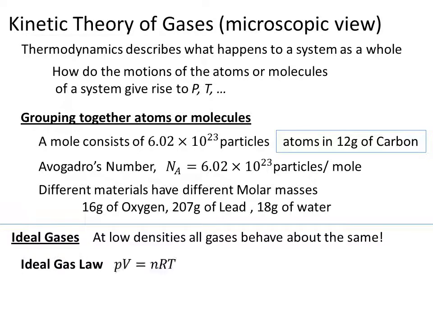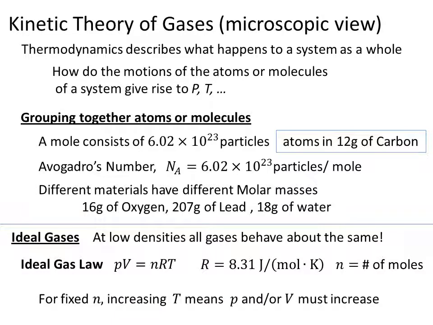we can have an ideal gas law that says that the pressure times the volume is equal to n, which is the number of moles, times R, the gas constant, times the temperature. So R, the gas constant, is equal to 8.31 joules per mole per degree K, and little n is equal to the number of moles. For a fixed number of moles, we would find then that increasing T means the pressure and or the volume must increase, which is an example of how this ideal gas law works.